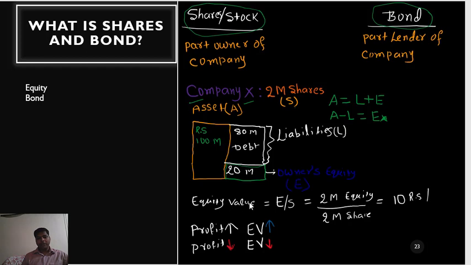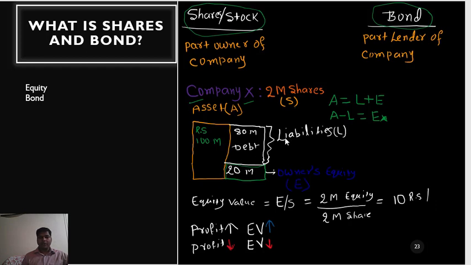So now the equity value is the owner equity upon the total number of issued shares, 2 million shares. So 20 million equity upon the 2 million shares is equal to rupees 10. This is the face value of the share.